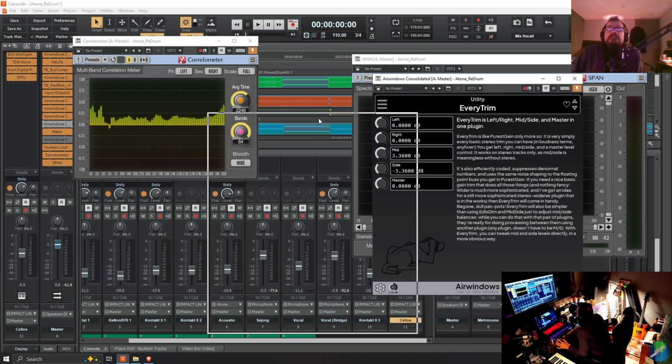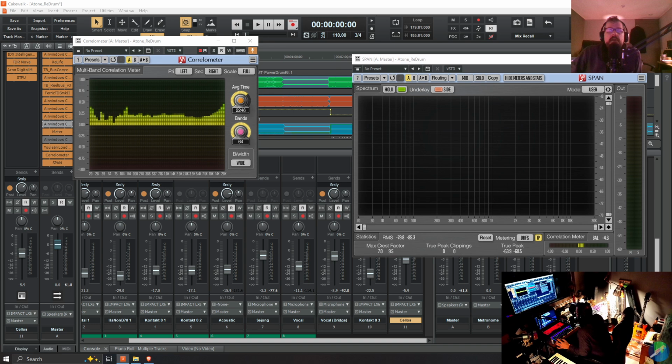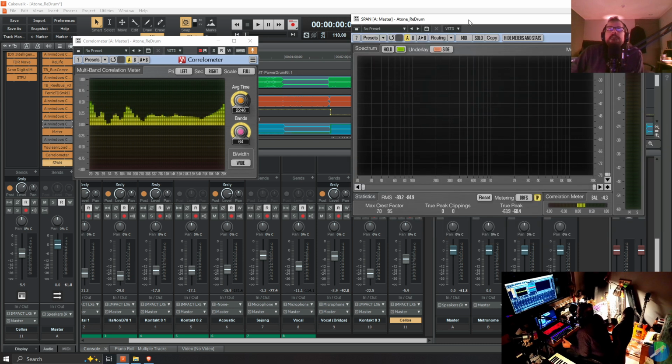I neglected to mention, in Ballad of a Hungry Ghost, these buttons are polarity or phase polarity switches. And I did invert 2 tracks in Ballad of a Hungry Ghost because I thought that made it a little bit better. Okay, but none of them are inverted here.